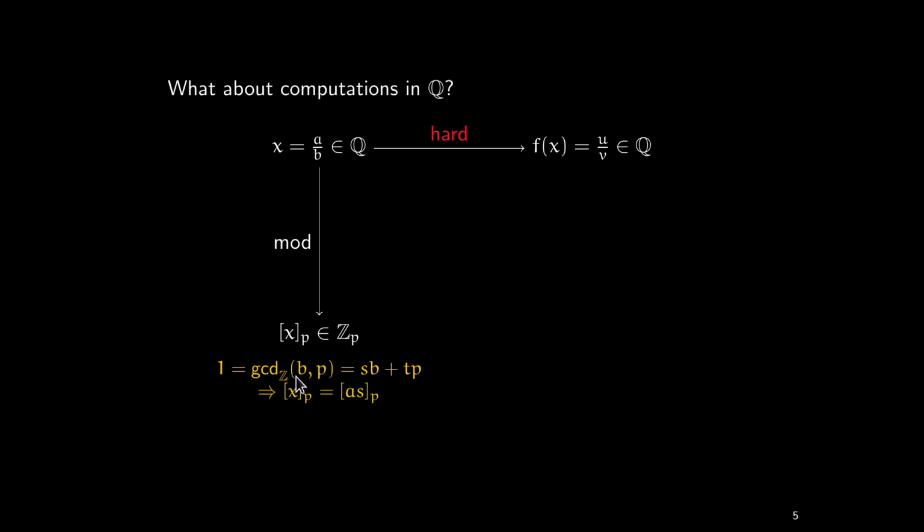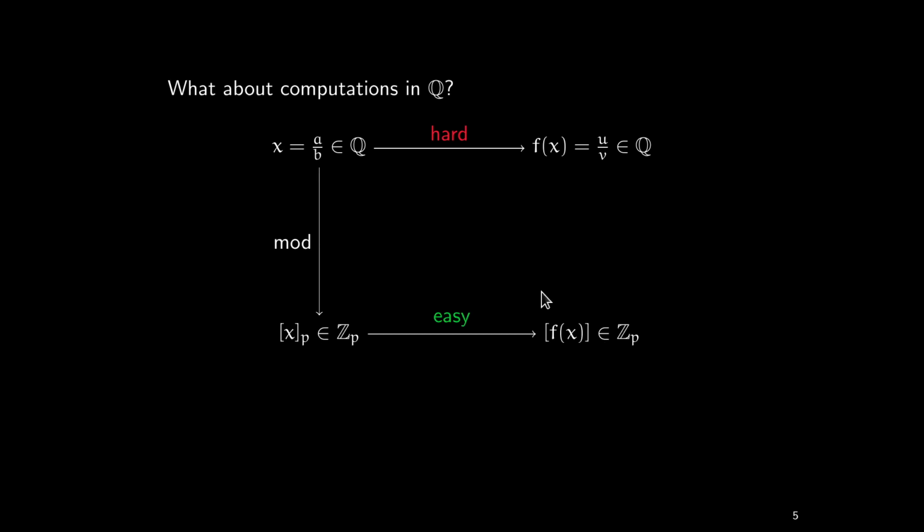And so the GCD is 1, and you can always write the GCD as a linear combination of the inputs. So there are s and t such that 1 is equal to sb plus tp. And now if you take this equation mod p, then this goes away, and you find that the x here is a, the numerator, times s, this cofactor, as equivalence class mod p. So this is going down. Already a little bit more complicated than in the case of integers.